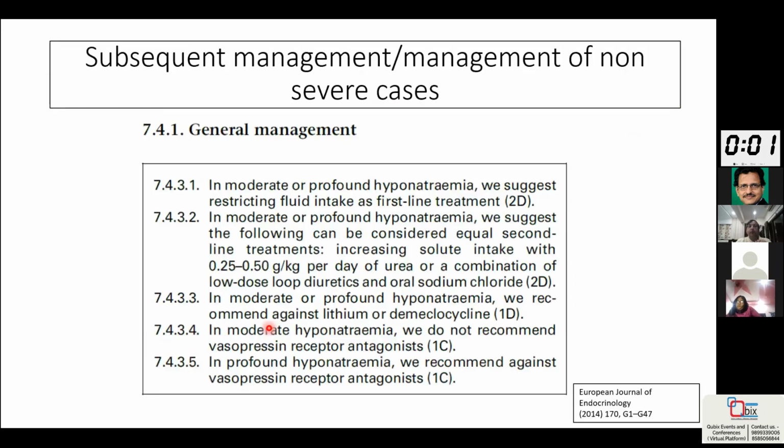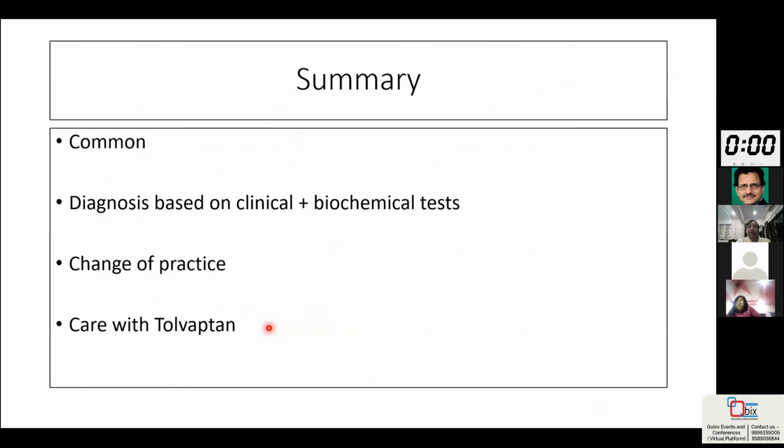So I'm mindful, Shomoproto, of the time. So I'm going to skip the rest of it and go straight to the end of the summary, that this is a common problem. I have highlighted the algorithm as to how you go about getting to the diagnosis. It should not be just volume assessment. That's the mistake we make. It should be a combination of bioclinical and biochemical tests.